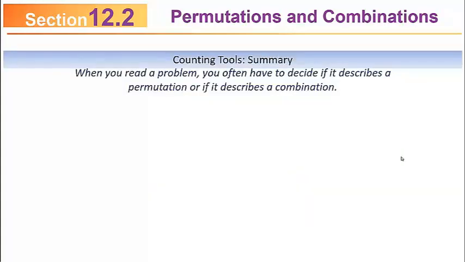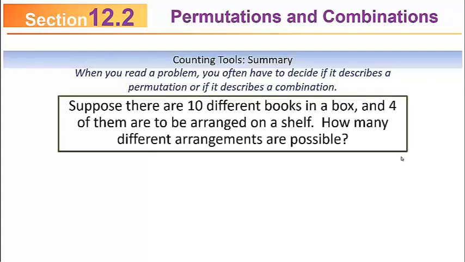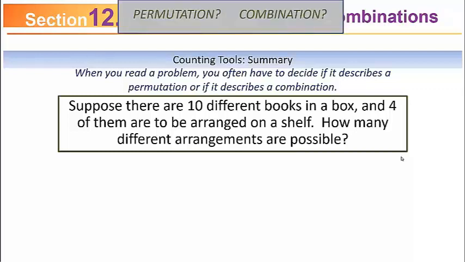Now, one of the things you'll come across when you're doing these is that when you read a problem, sometimes you have to figure out, is it a permutation or is it a combination? For example, suppose there are 10 different books in a box and 4 of them are to be arranged on a shelf. How many different arrangements are possible? You're taking 10 books and you're going to take 4 of them and arrange them on a shelf. Well, if you're arranging them on a shelf, by definition, order matters.